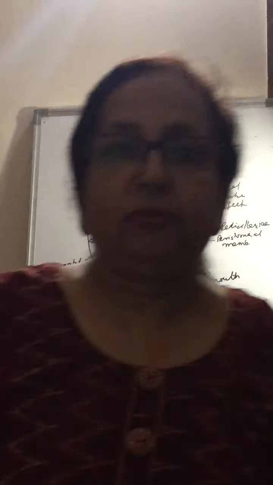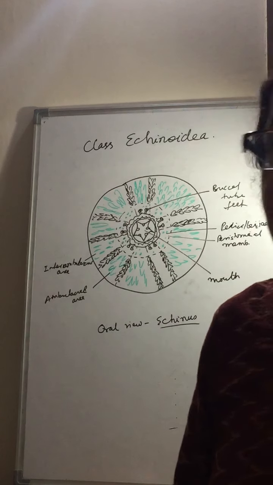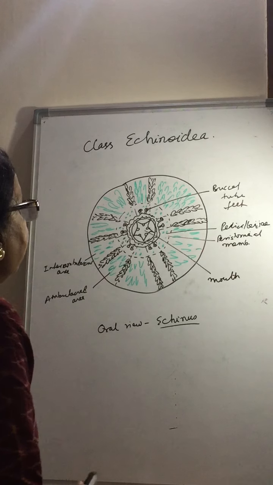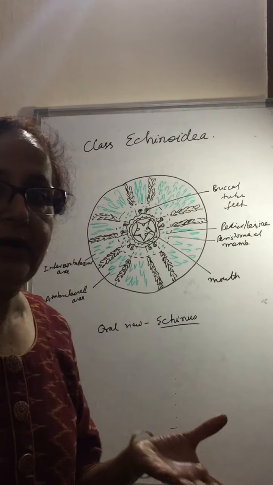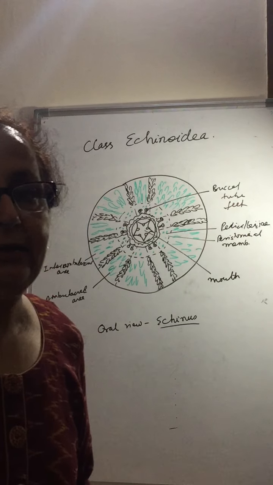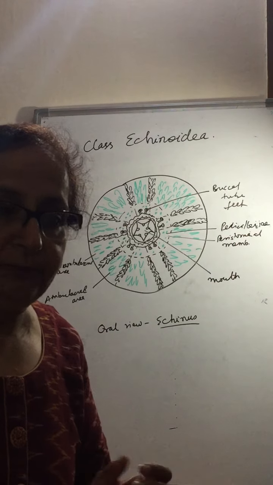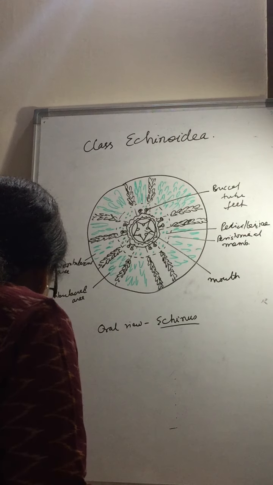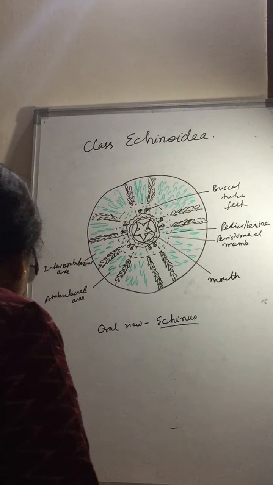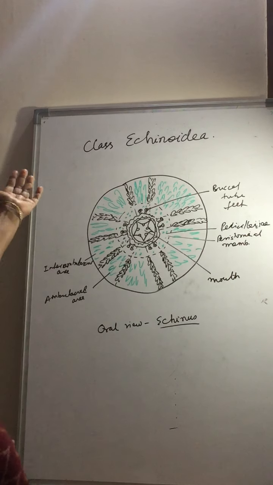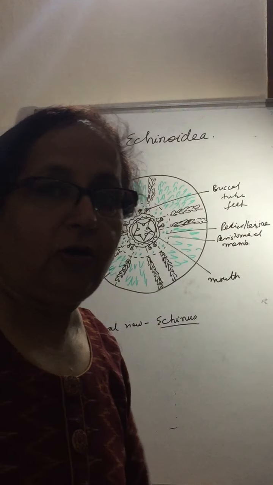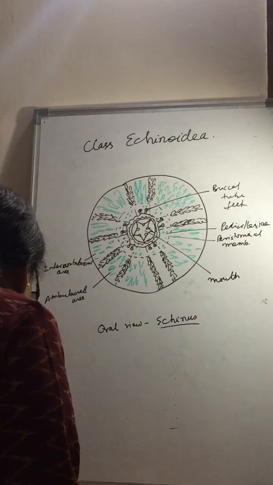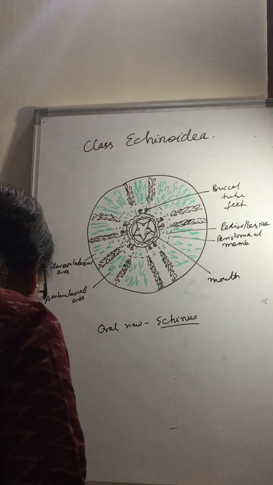Today we are going to take up class Echinoidea, sea urchin, and see this heart urchin. So they are globular, as the name implies. They are globular in form, and they have got porcupine-like spines on their bodies. That is how the name of the class comes, class Echinoidea, from this hedgehog. Echinoidea meaning hedgehog and porcupine.